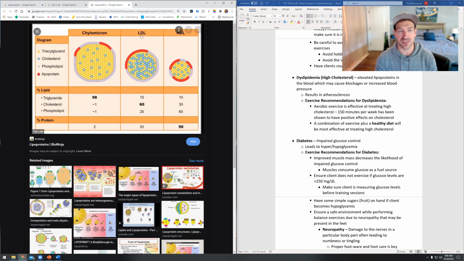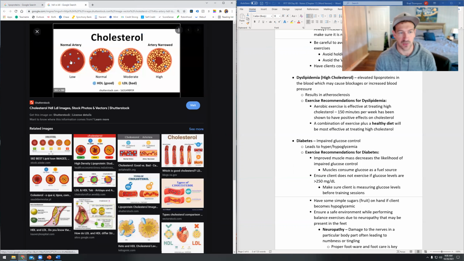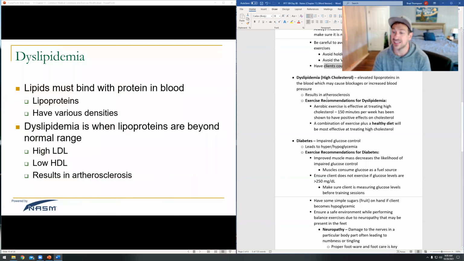So that's why this stuff gets stuck on our blood vessels. It starts to accumulate here, right? This is a normal artery where there's some cholesterol in there, but if we have a lot of LDL, it starts to build up along the walls, and now we have a narrow artery that cannot flow blood throughout it. So that's dyslipidemia.